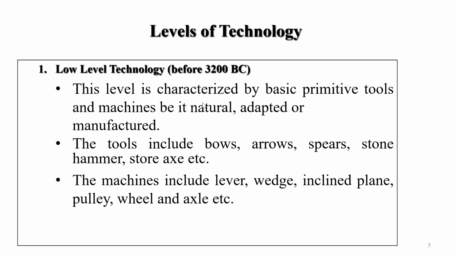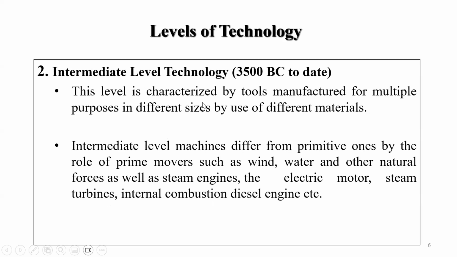Now, then you have the next level, we call it intermediate level technology. So that technology that evolved between 3,500 BC till date, you still have them available and they are still evolving one way or the other in different form. So for this particular level, it is characterized by tools manufactured for multiple purposes in different sizes by use of different materials.